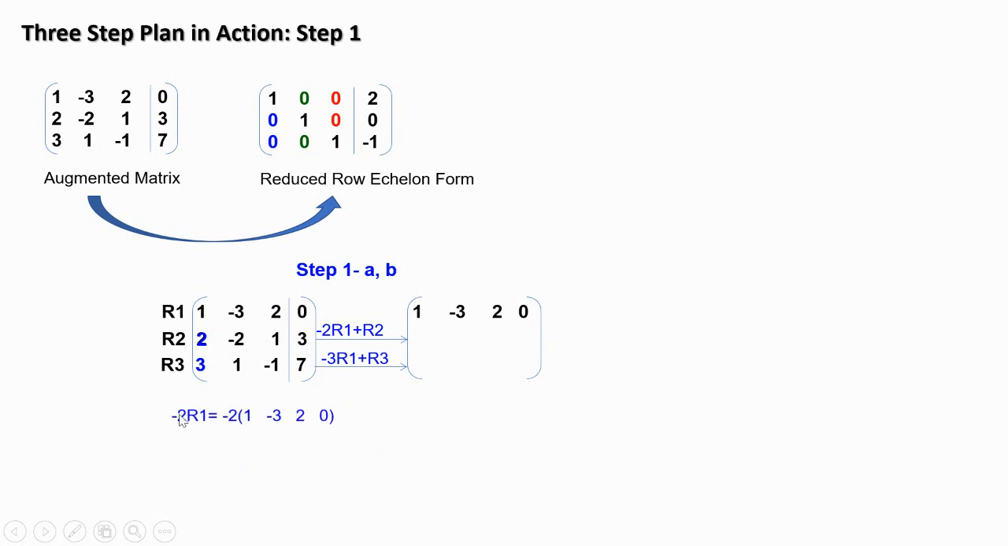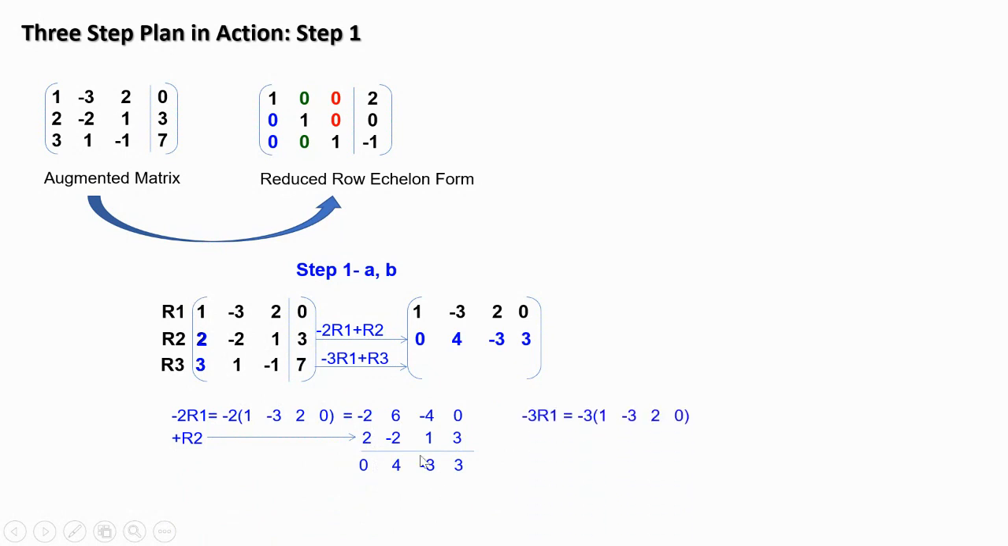And here's my work. -2 row 1 is this part here. So I'm going to multiply -2 times 1, times -3, times 2, and times 0. And this is what I get: -2, 6, -4, 0. Now plus my row 2, which is 2, -2, 1, 3. Now when I add them, you see the first column becomes a 0, right? So we have 4, -3, 3. And here, guys, this is going to be my new row 2.